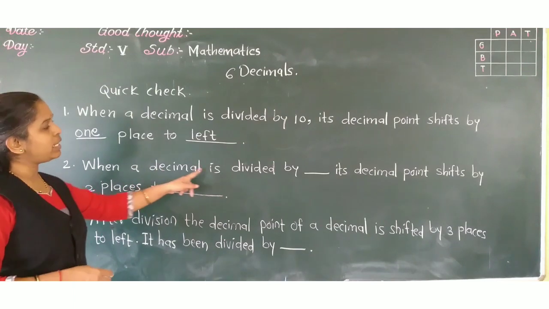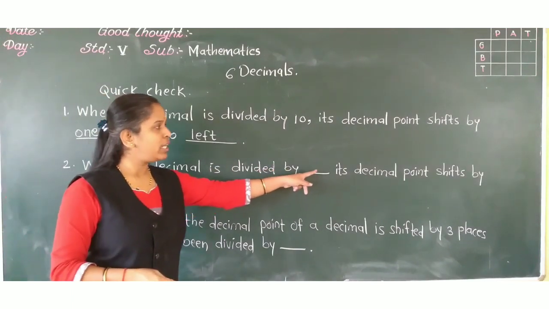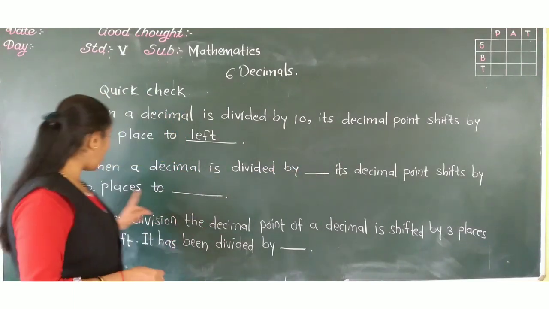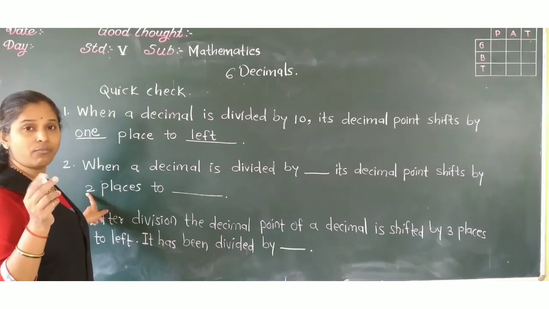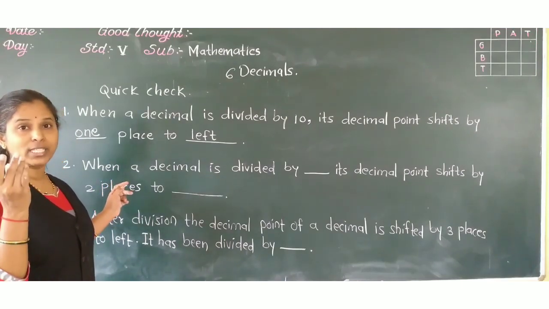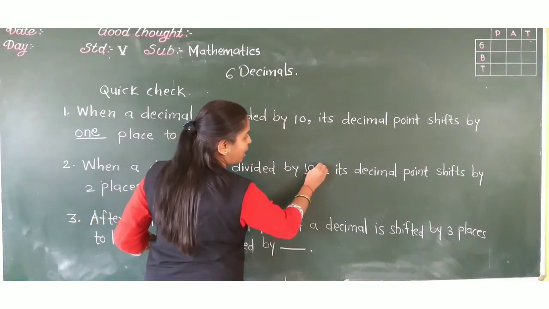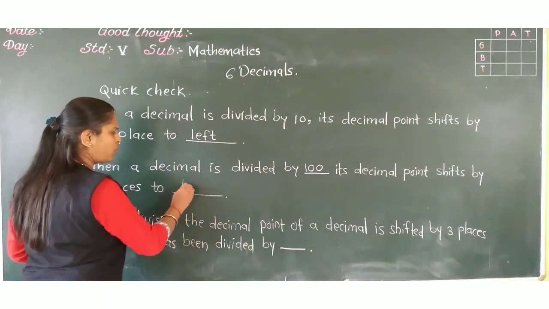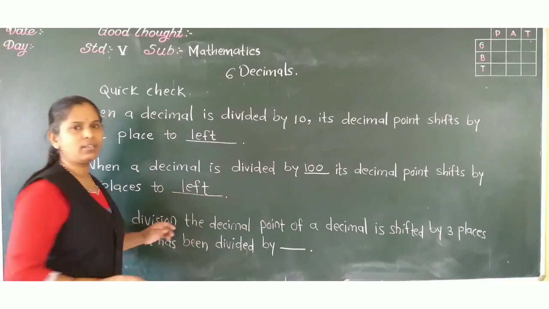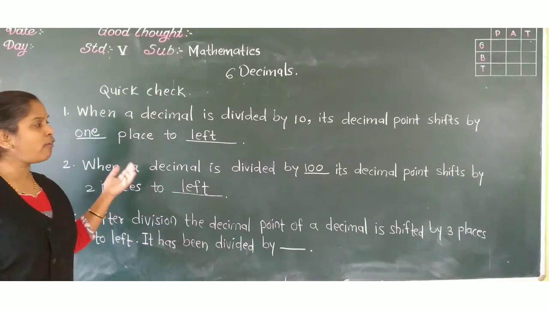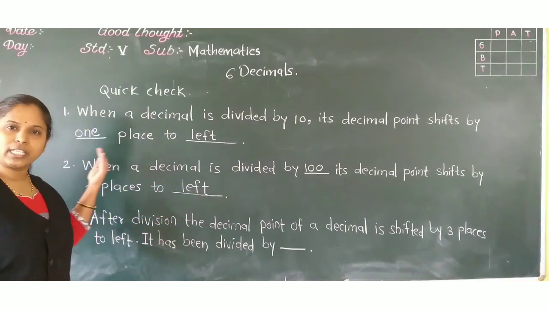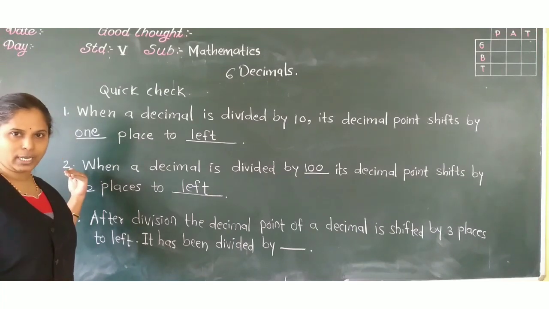When a decimal is divided by 100, its decimal point shifts by 2 places. When do we shift 2 places? When we are dividing it by 100. And which side? Left only. Because in division of decimals, we shift the decimal to the left side only.